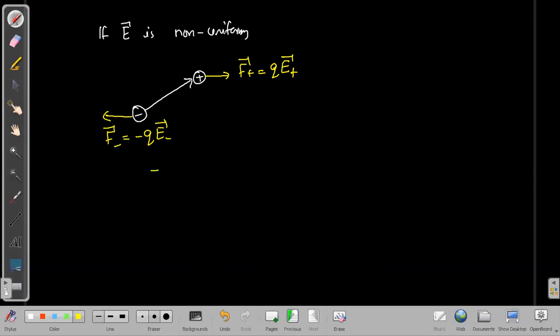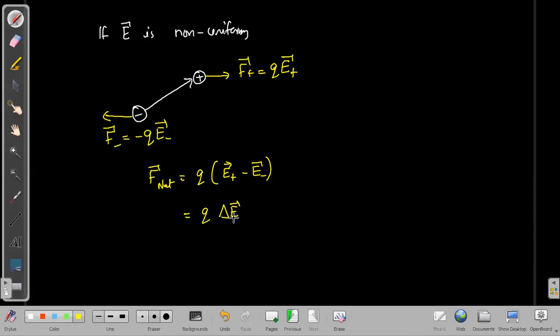Okay, then what would be the net force? So net force would be the sum of these two, so that would be equal to Q into (E plus minus E minus). Okay, so I can write this as a change in E. So the electric field here and there would have a slight difference, so that difference I am putting as delta E. So I can write the net force as Q into delta E.